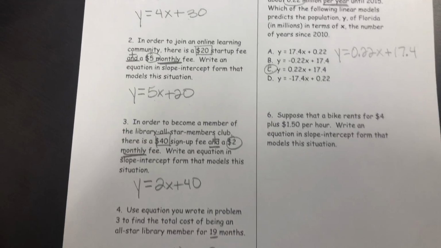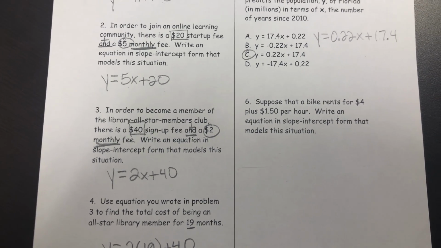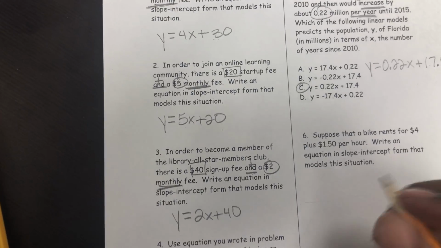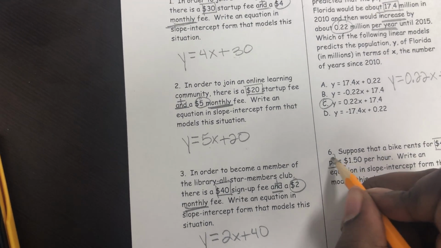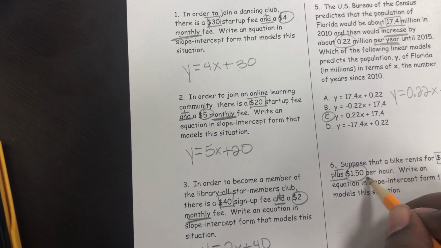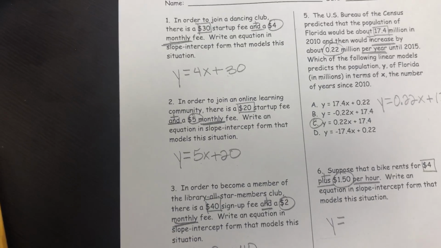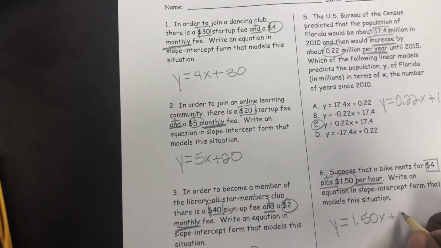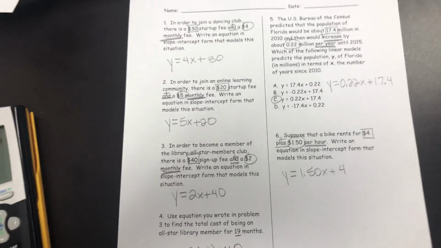All right, number 6 says, suppose that a bike rents for $4 plus $1.50 per hour. Write an equation in slope-intercept form that models this equation. So, let's see. It says $4, plus. So usually that word plus gives us a good indication that we are going to have to add. And then $1.50 per hour lets us know that we're going to have to circle 1.50. And then go ahead, y equals 1.50x plus 4. 1.50 is our slope in this case, and then 4 is our y-intercept. And there you go. You're done with this page.